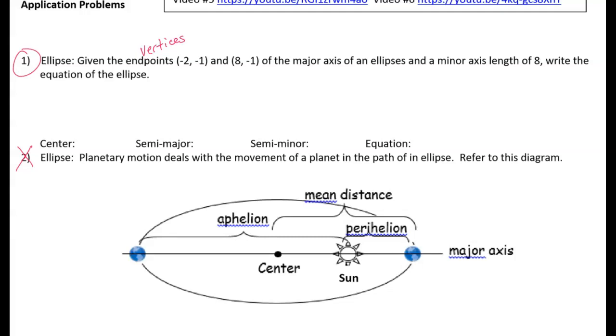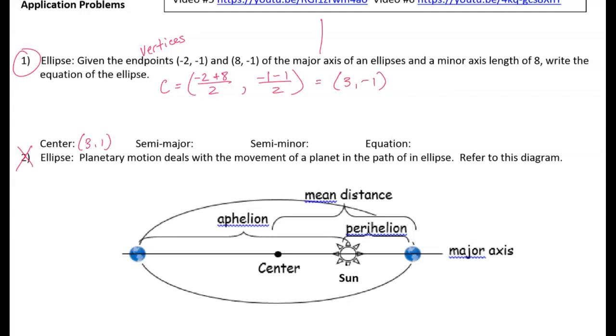So if we know that the center is the midpoint between those two, how do we find a midpoint? Yes, you're finding the average between those two endpoints. So if I'm finding my center, all I do is take the x values, add them together, and divide by 2. We're taking the average of the x's, and we take the average of the y's to find the midpoint. Where is the center located? That's it. 3, -1. That's our center.